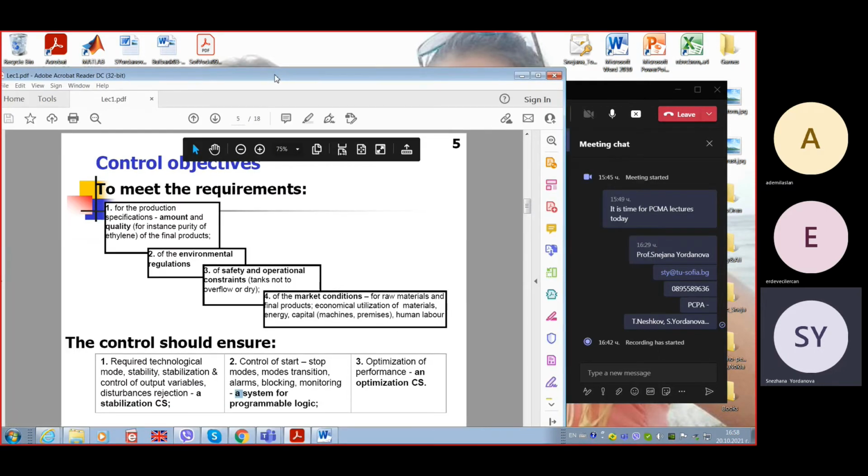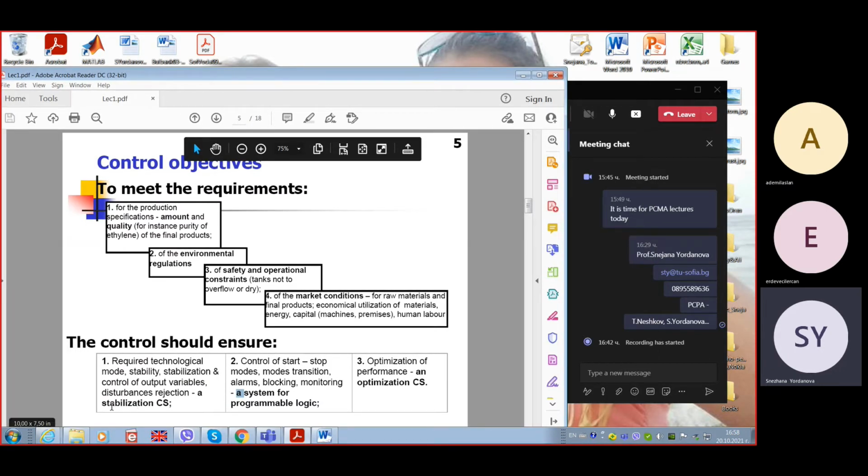We'll continue. The control system is stabilization when the variable that gives us information of how the product is produced, whether correctly or there are disturbances. So the stabilization control system tries to reject disturbances and maintain temperature constant.